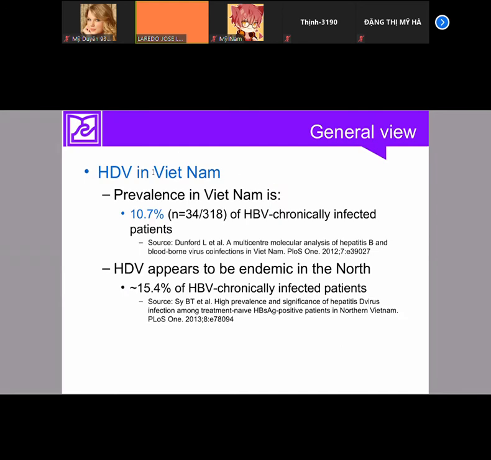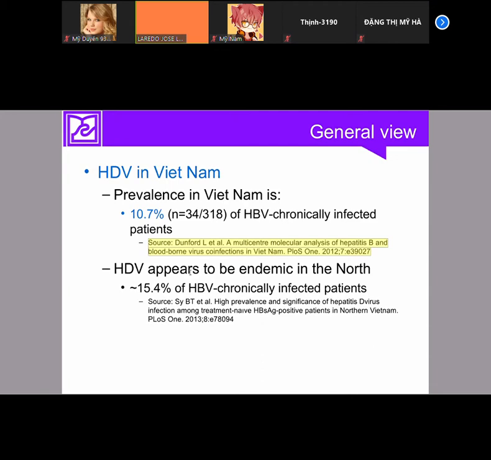What about in Vietnam? We don't know very well. I have been searching medical papers to find how many people are infected in Vietnam by both hepatitis B and D, and I found that around 10.7% of people in Vietnam who are already infected by hepatitis B are also infected by hepatitis D. This is the source that I found, if you are interested to read it.